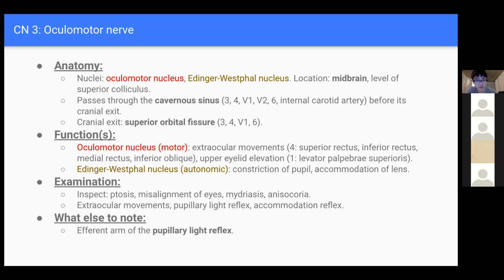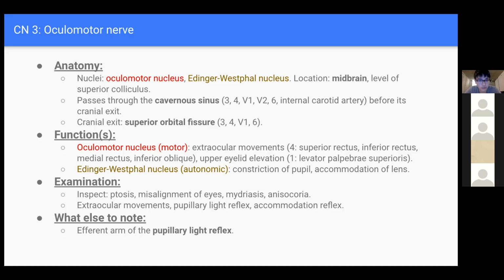In terms of function, the oculomotor nucleus controls extraocular movements for most of your extraocular muscles. Essentially, the way to remember it is all the muscles except for the superior oblique and the lateral rectus, as well as the levator palpebrae superioris. That's for your upper eyelid elevation. As for your Edinger-Westphal nucleus, that's parasympathetic control for your pupil constriction and also for the accommodation of the lens. So essentially it allows the lens to thicken when you look at something near.